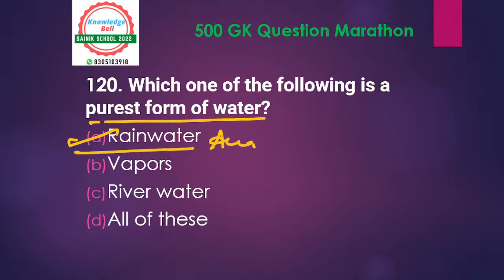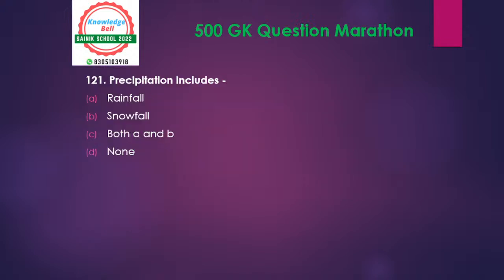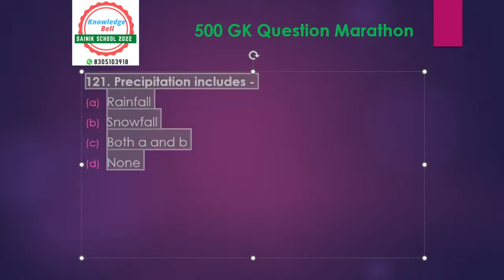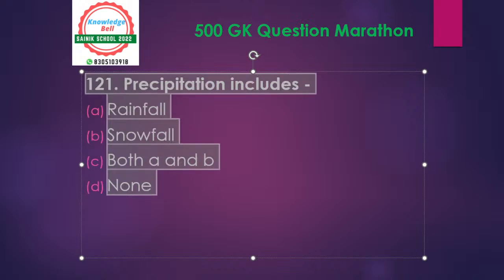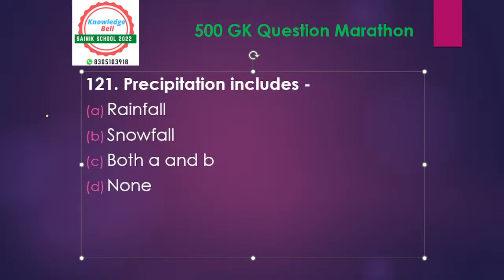It is the purest form of water because from vapors it is converted into water drops. There is no pollution in this, so this is considered to be the purest form of water. The next question: precipitation includes rainfall, snowfall, both, or none.